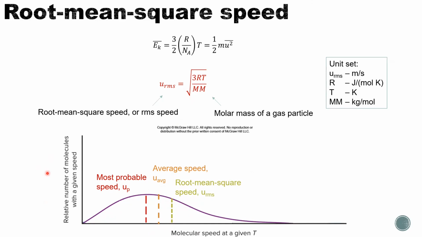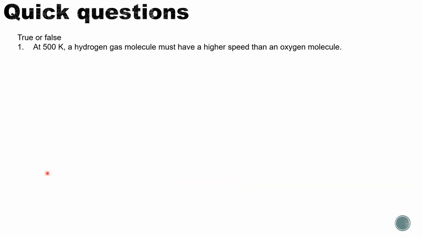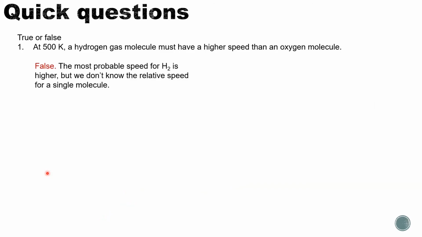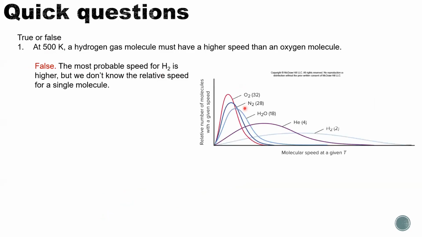Now with the kinetic molecular theory, let's try a few questions. True or false? First, at 500 Kelvin, a hydrogen gas molecule must have a higher speed than an oxygen molecule. For this question, it is false. At 500 Kelvin, the most probable speed for hydrogen is higher. You can see here, the lighter the molecule, the higher the most probable speed.